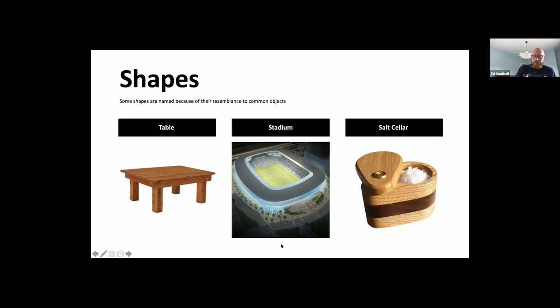Now, these aren't all 4-sided shapes. These are just examples of names of shapes that are named after objects. So there's a name of a shape that is named after a salt cellar. The shape is not called salt cellar. It's a different language. There's a name of a shape that's named after a table. And there's a name of a shape that's named after a stadium.